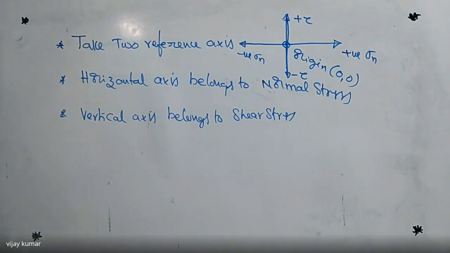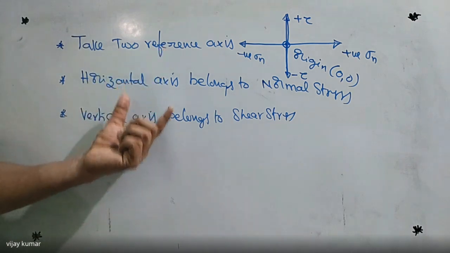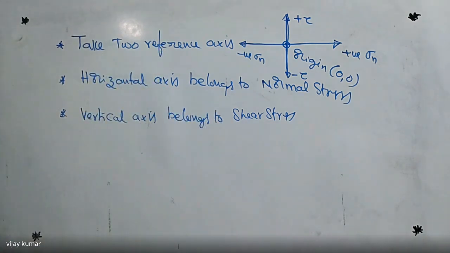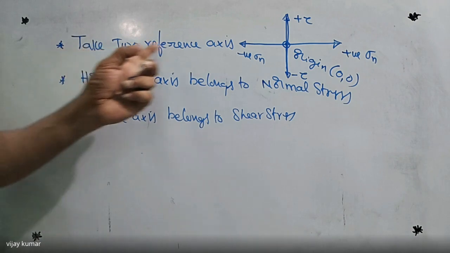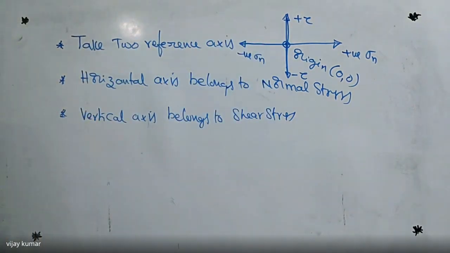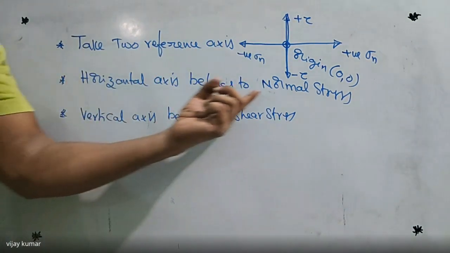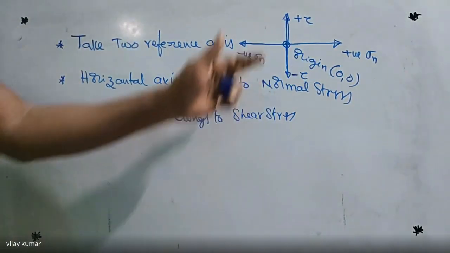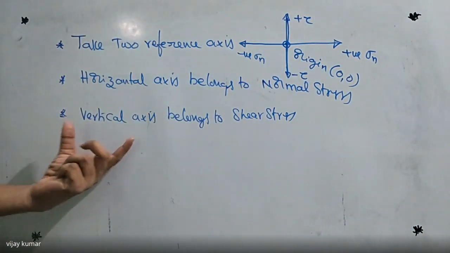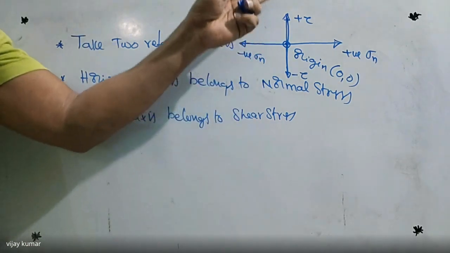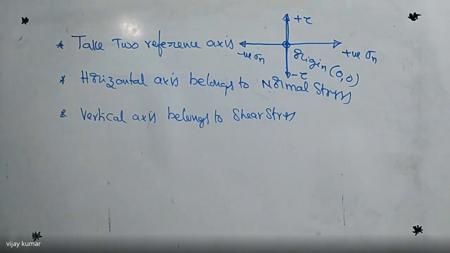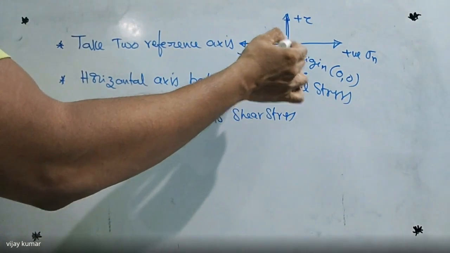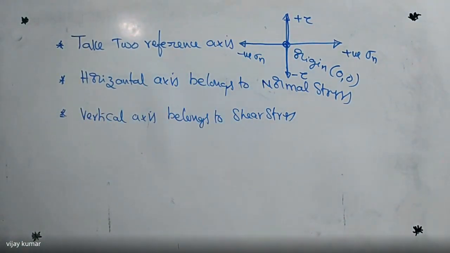So remember these three points. Depending on the three points, I'm going to draw the Mohr circle diagram for different cases. So take two reference axes, x and y. The horizontal axis belongs to normal stress, but one side is positive tensile, one side is negative compressive, and the vertical axis belongs to shear. One side is positive shear, one side is negative shear. These two axes intersect at this point, and that point is nothing but the origin. Did you get my point?